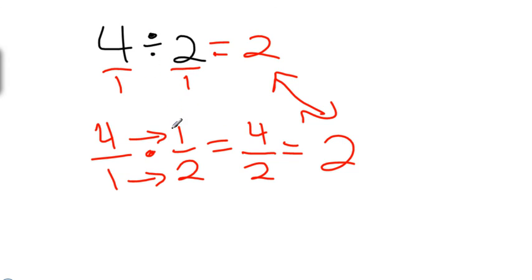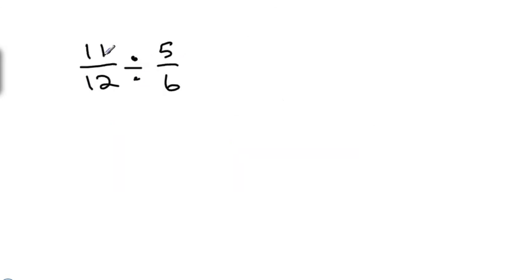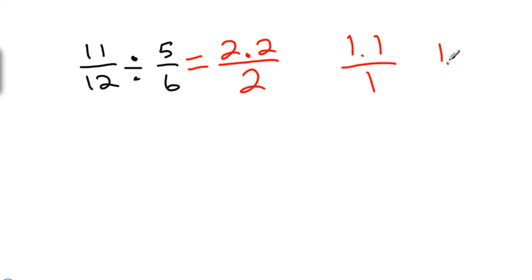So why do we multiply when we could divide? Because when we multiply, if you multiply a whole number by a whole number, you always get a whole number. That's not the case with dividing. In this case it did because these numbers were super easy. What about something like this? If we divided straight across, 11 divided by 5 is actually 2.2, and 12 divided by 6 is 2. So this is the correct answer, and this is actually 1.1 over 1 if you simplified it, or just 1.1.